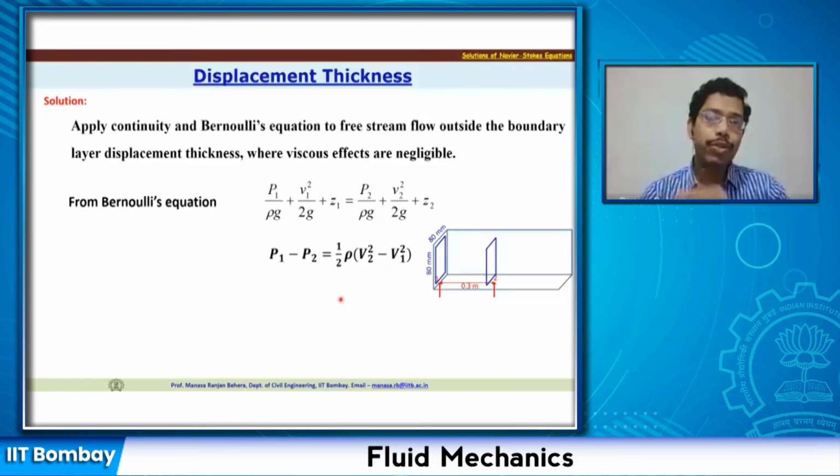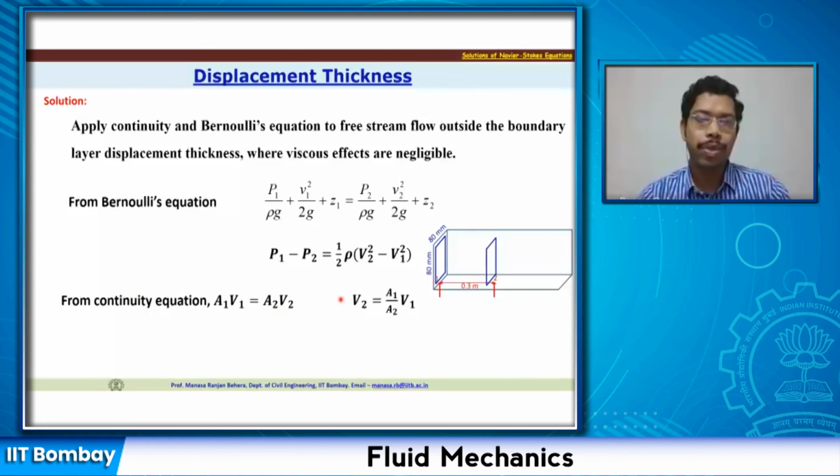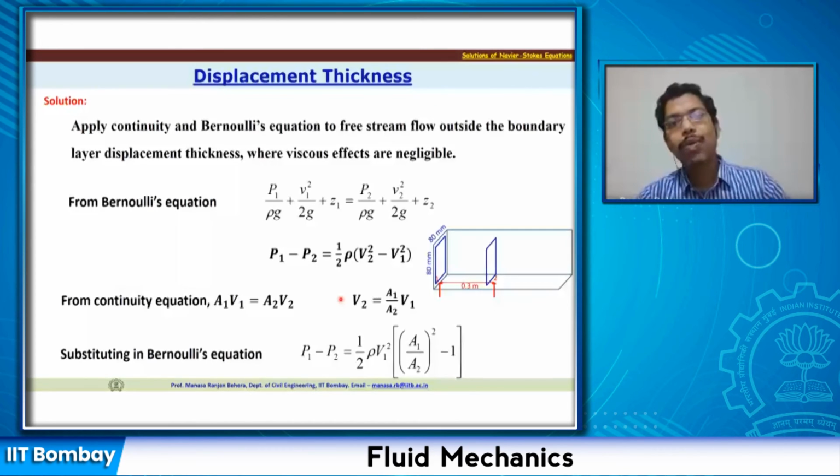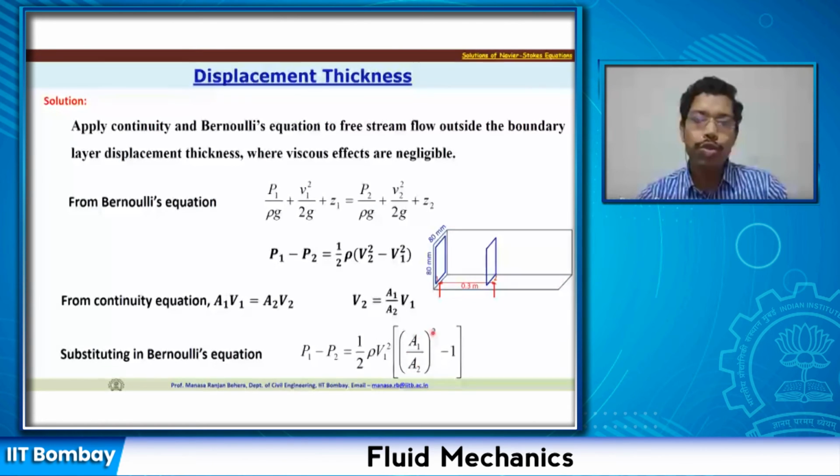Now V2 square minus V1 square, we can easily represent that using the relation between these two. We can put it using the continuity equation, where A1 V1 equals A2 V2. So V2 is equal to A2 by A1 multiplied by V1. By substituting this in the Bernoulli's equation, you can write down P1 minus P2 equals half rho V1 square multiplied by ((A1 by A2) whole square minus 1). Okay, this is just substituting these values.